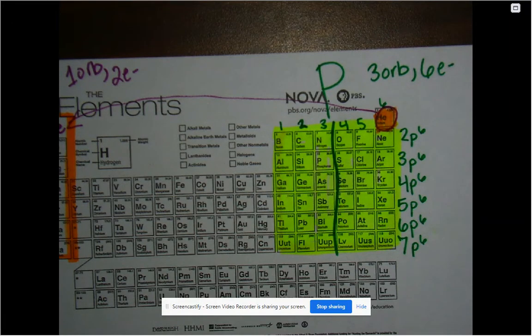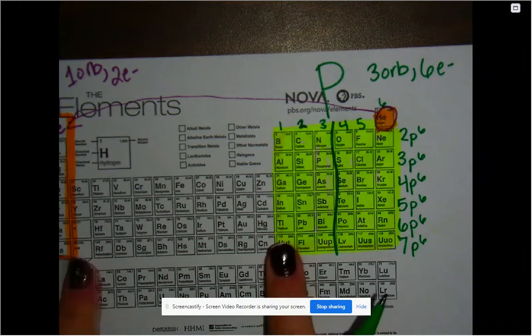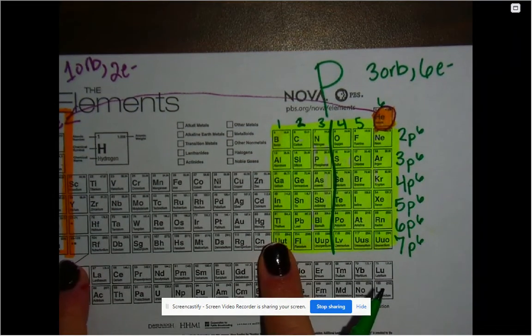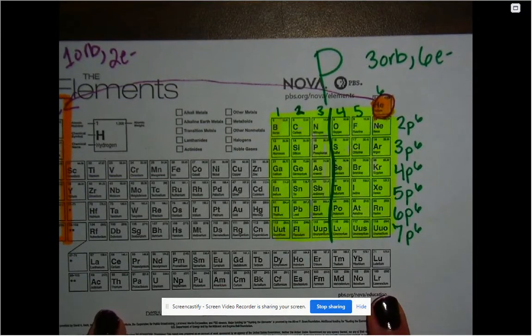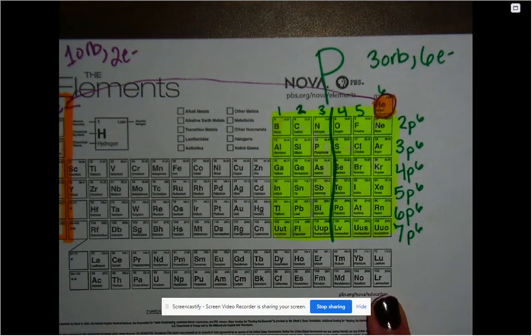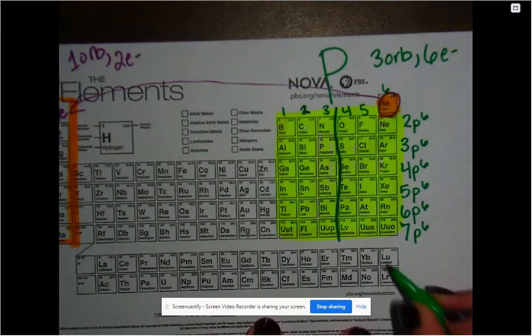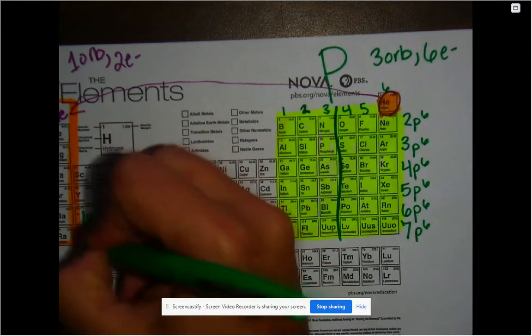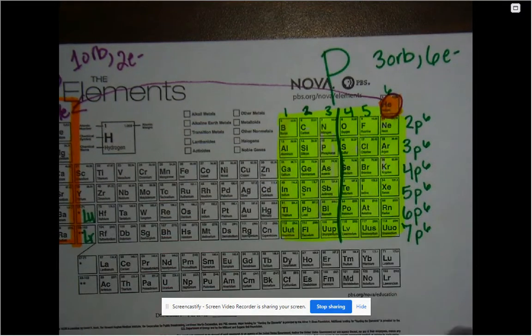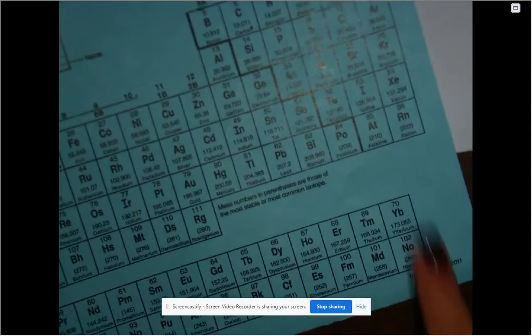All right, so now let's deal with the ones that we didn't really have a lot of notes over. And that is your transition metals right here in the center. That's going to be your D sublevel, and these bottom 2 rows are going to be your F sublevel. So what I want you to do real quick, just to prepare us for this, is write LU and LR right here, because if you compare this to your blue periodic table that you all have, LU and LR are not there.